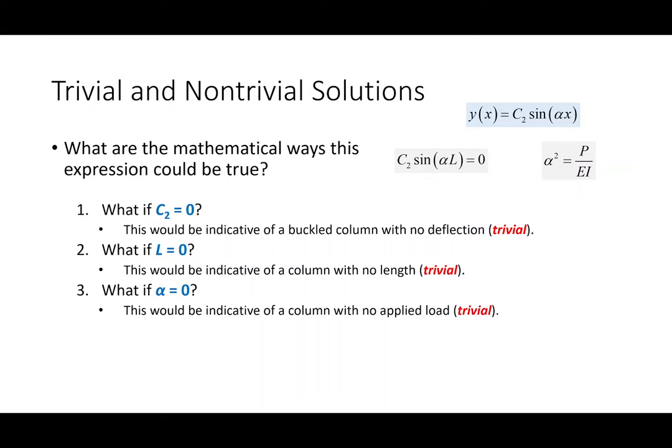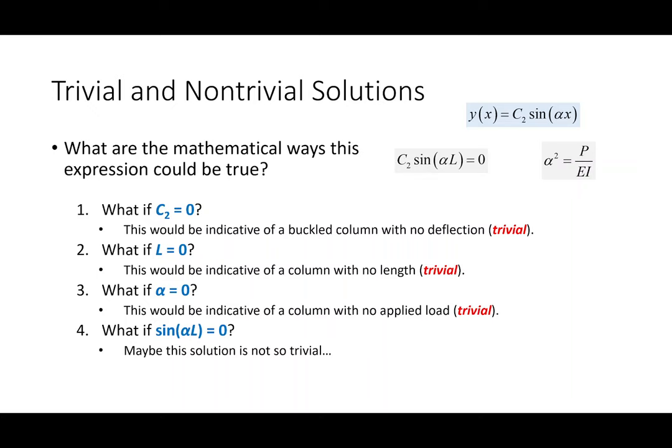So does anybody have an idea what a non-trivial solution would look like? Instead of c2 being 0, L being 0, or alpha being 0, what's a non-trivial way of looking at this? What about just the whole sine function? If the whole sine function is zero, that works. Maybe that solution isn't so trivial.